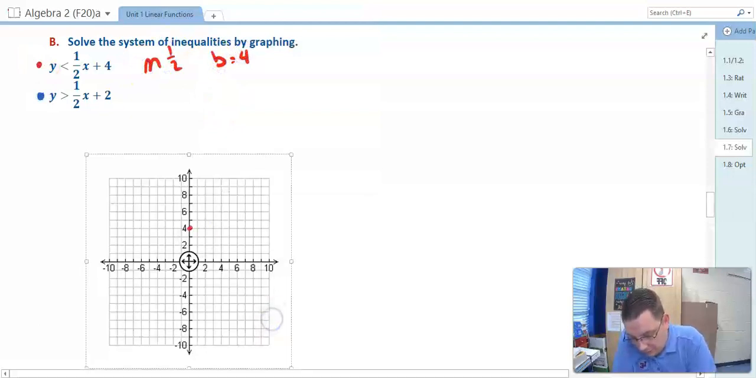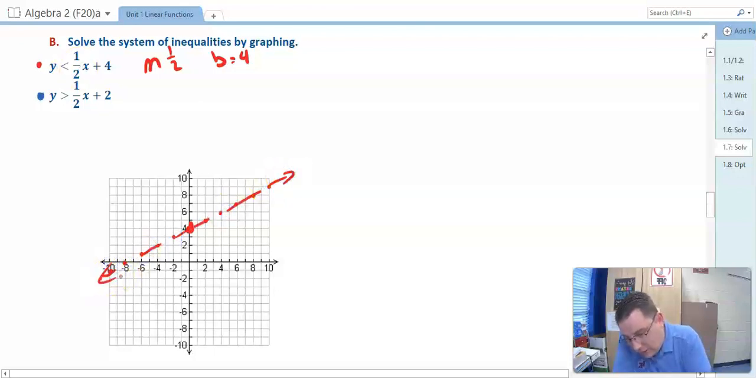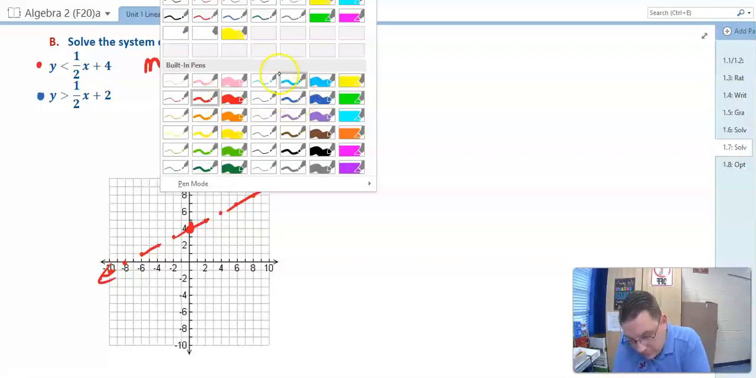So I'm going to start at 4 and go up 1, right 2, and continue that pattern all the way to both edges. And go the other way as well. Down 1, left 2, and repeat. This line will be dashed because it's not equal to. Do the same for blue.